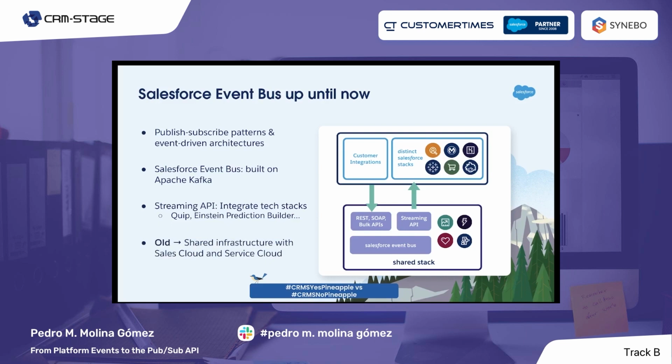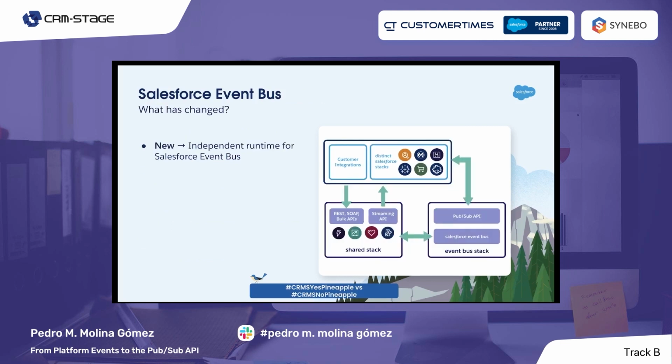As we can see in this diagram on the right side of the screen, up until now, the Salesforce Event Bus has been sharing the infrastructure with products like Sales Cloud and Service Cloud, while powering PubSub at the same time, meaning that it's been using shared resources within the general Salesforce tech stack.